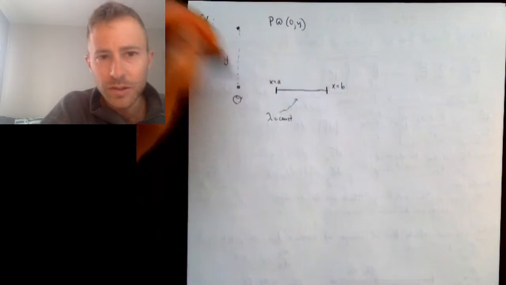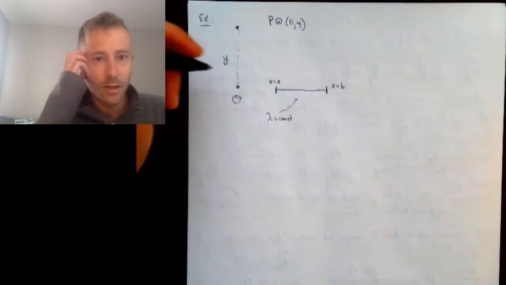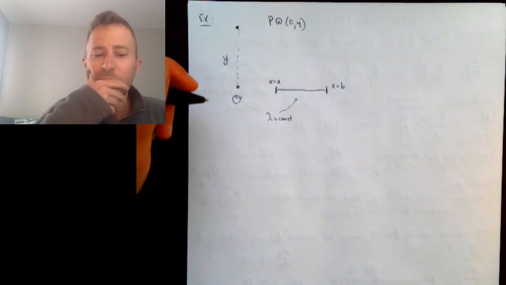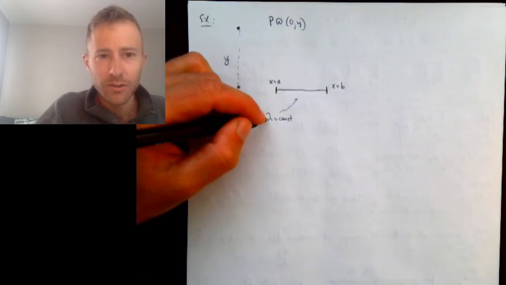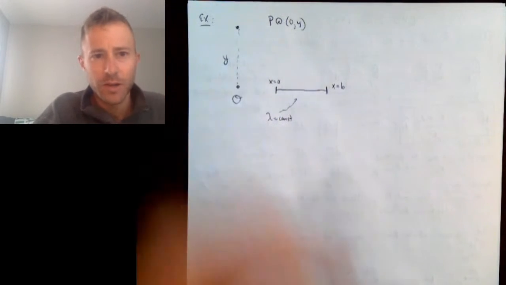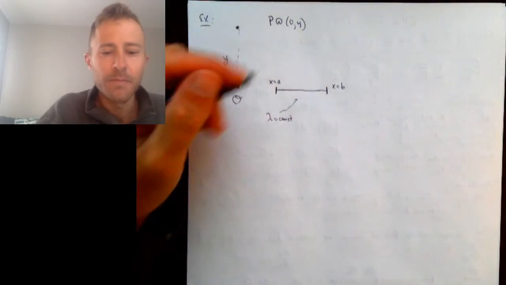Again, lambda doesn't have to be constant. Lambda could depend on x. It makes the integrals tougher, because if lambda is not a constant, you can't factor it out. So it adds more stuff to the integral.